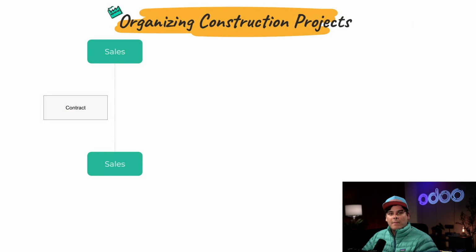And every great project starts with a solid deal, and that happens in the sales department. So, using the sales app, the team creates a quotation to start the project. This document outlines the project scope and expected costs and serves as the first step in locking down the contract. So, enough chit chat. Let's get started.